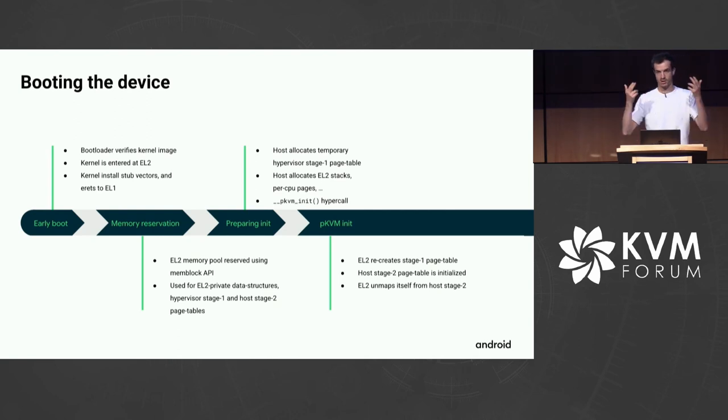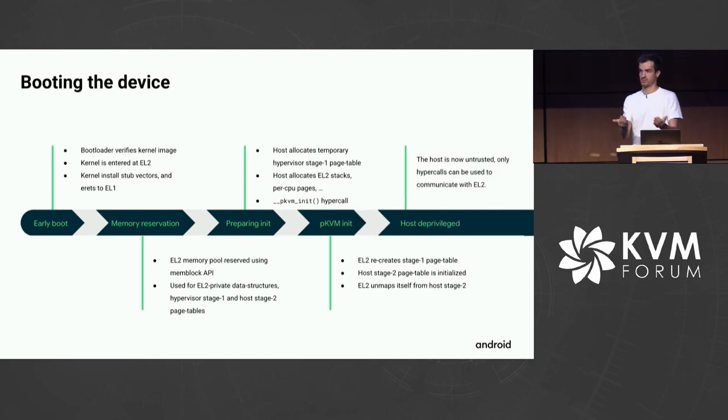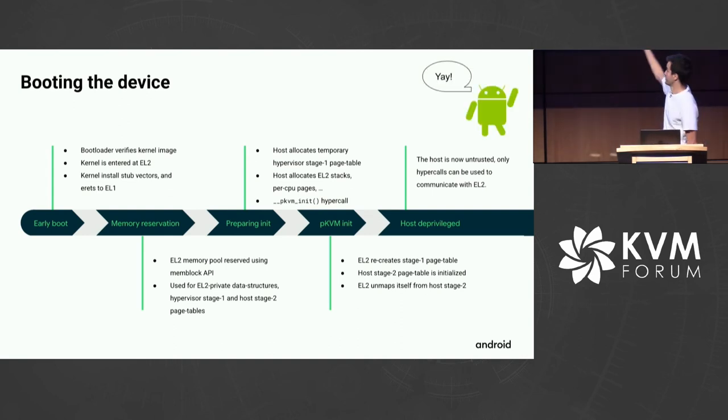So it will unmap the text section of the hypervisor, the data section as well as the memory pool that I've mentioned earlier. And from that point, the hypervisor will return to the host, which will proceed to boot as if nothing happened. Except that at that point, the stage two page table of the host is enabled, and in fact the host is no longer able to access certain pages in the system, specifically the hypervisor pages, which makes our little friend here really happy.